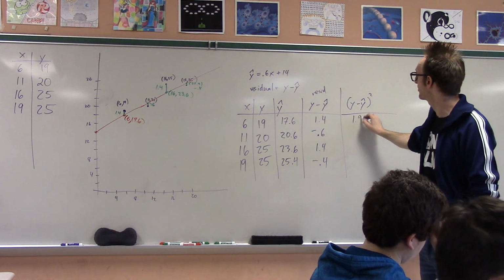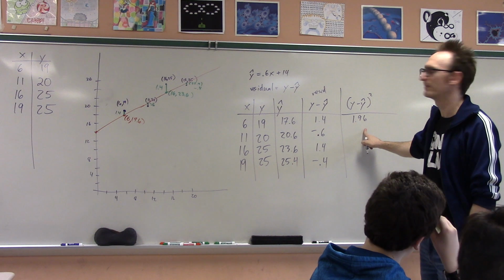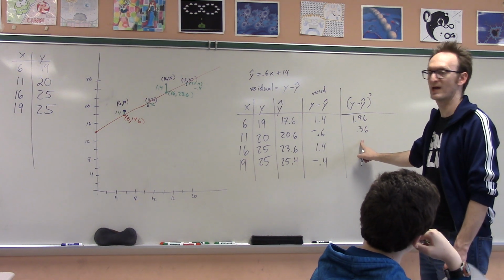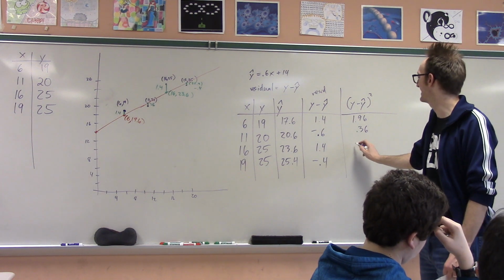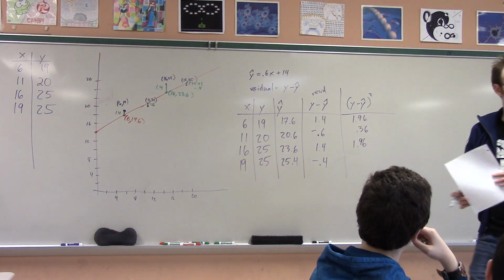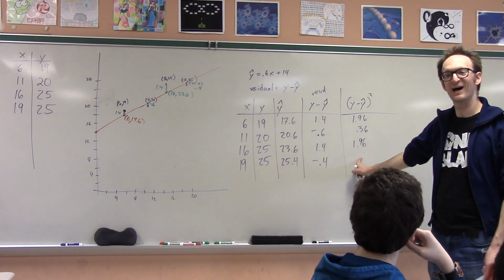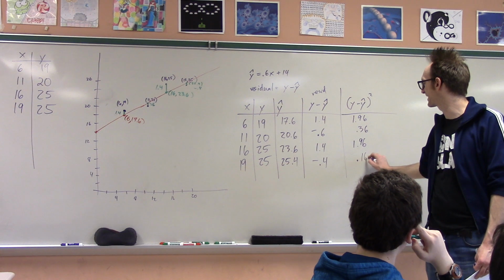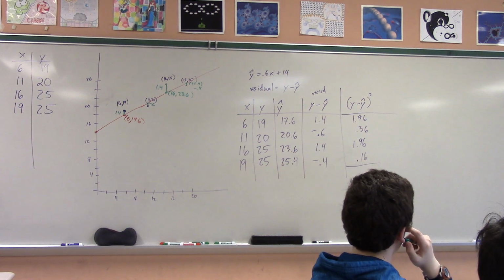So here you get 1.96, right? And then here you get 0.36, and then, what's that? 1.96. Okay, good call. Let the record show that a ninth grader just laughed at me. And when you square negative 0.4, you get 0.16. So add all those up.